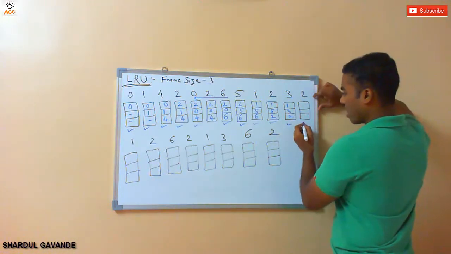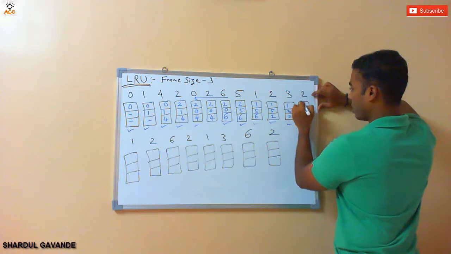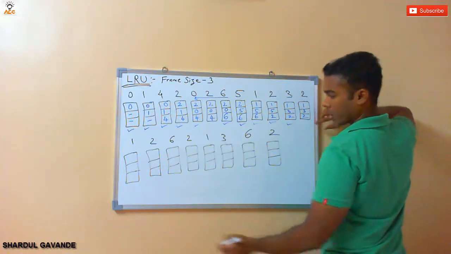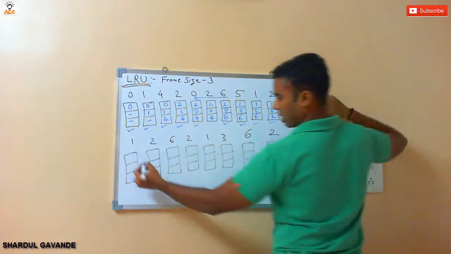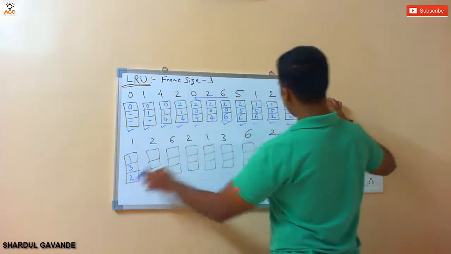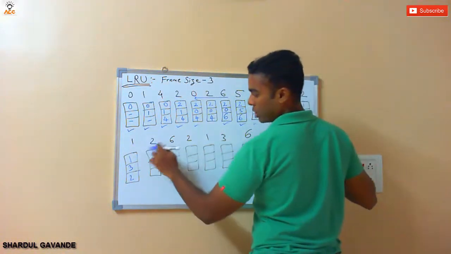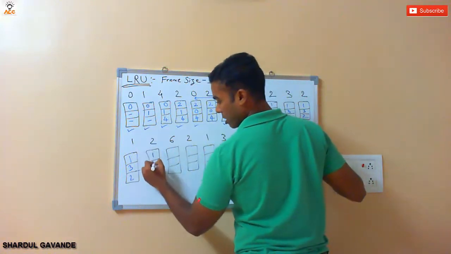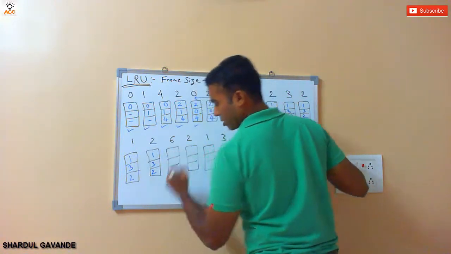Now 2 again. So we have a page hit because 2 is present. So we'll keep it the same. Again 1. So 1 is present. So keep it as it is. 1, 3, 2. So here we are having a page hit. Again 2. We have a page hit because 2 is present. So no change. 1, 3, 2.